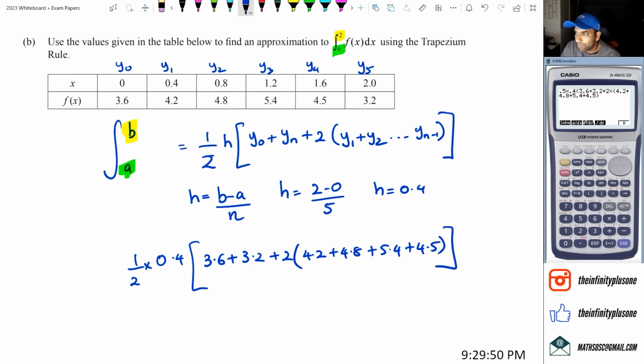All right, come on, what's the answer here? Let's have a look. The answer was 8.92. Let me see if I'm going to get 8.92. Come on, come on, come on. Yes. Okay, I did it right.